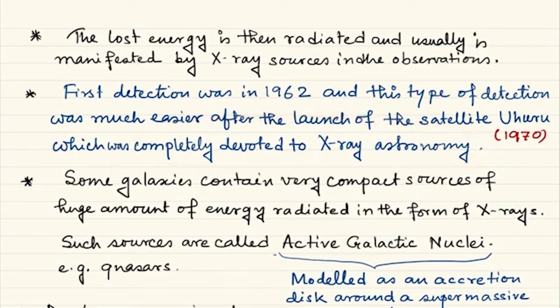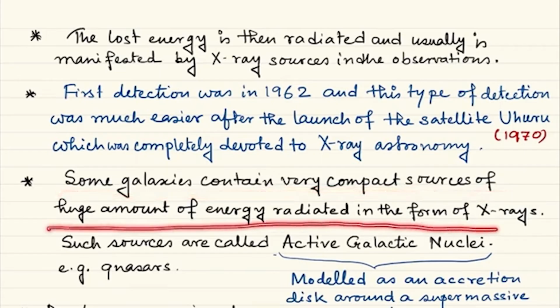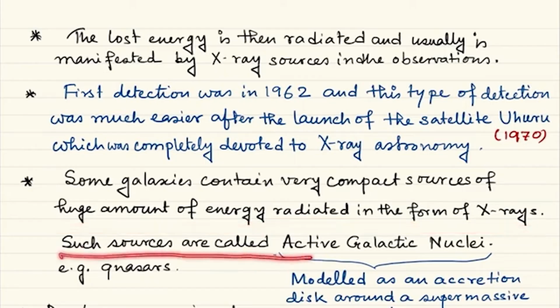Now, some galaxies, of course... a question is why we should study accretion disks in astrophysics, why accretion disks are at all important or interesting. Because some galaxies contain very compact sources of a huge amount of energy radiated in the form of X-rays. Such sources are called active galactic nuclei, and a very good example of that is the quasars.